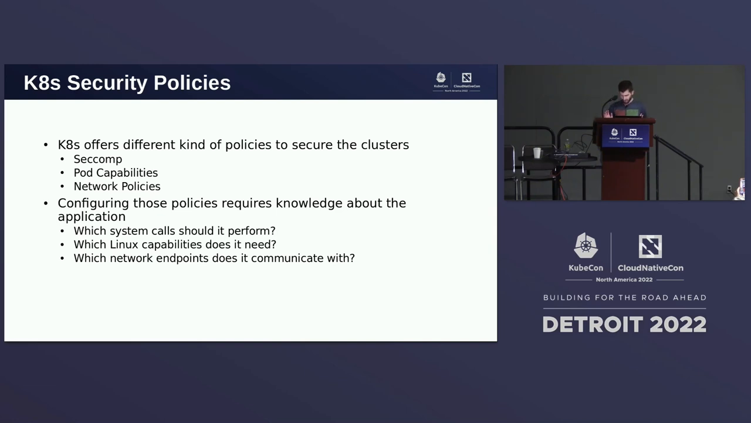Well, the problem that we have with the security policies in Kubernetes is that they are difficult to configure. In order to configure those security policies, we have to understand what our application is doing. And this is something that we don't understand all the time. For instance, if we want to configure a seccomp profile, we have to know what are the system calls that are executed by our application. The same applies for Linux capabilities, and in the case of network policies, we have to understand how the different microservices that we are running communicate with each other.